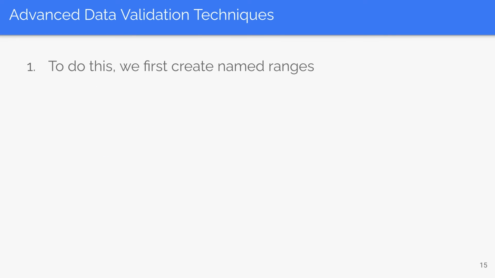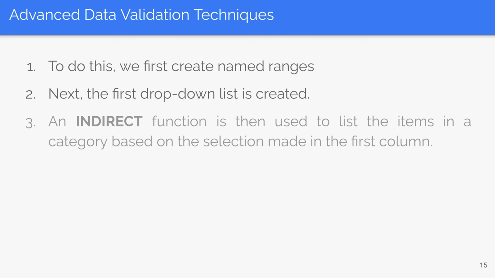We begin by creating named ranges, in this case on a separate sheet. These named ranges will represent the categories we have and the items in each. We then proceed to create the first drop-down. We'll create this first one from a list of items, since there will be just two options, that is, vegetables and fruit.